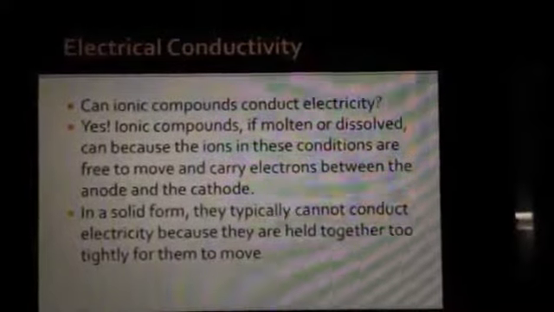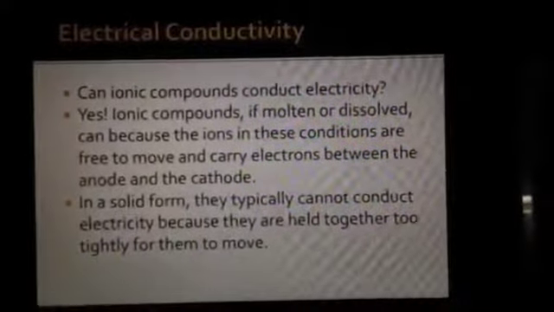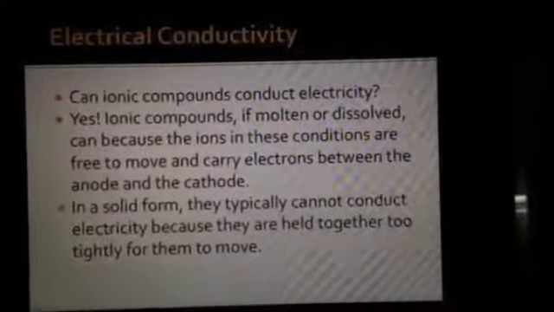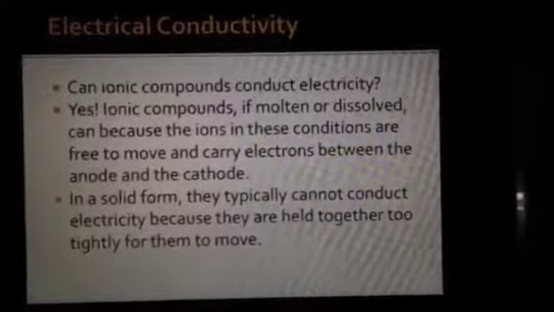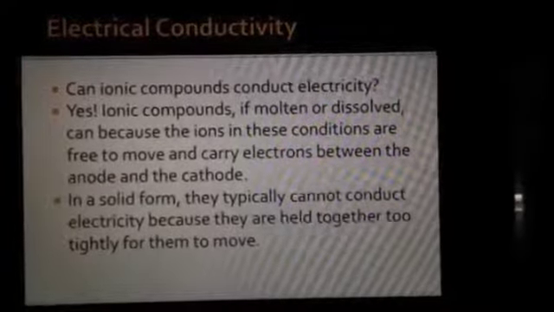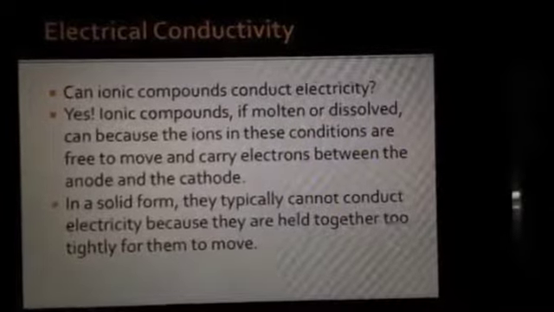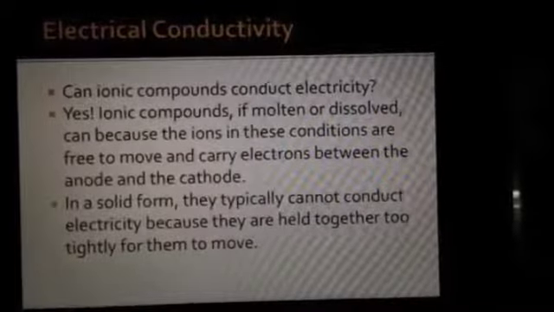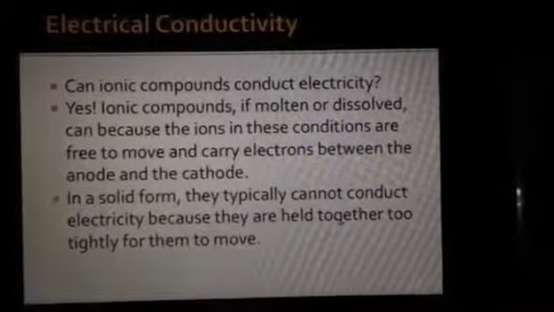Can ionic compounds conduct electricity? Yes. If molten or dissolved, they can, because the ions in these conditions are free to move and carry electrons between the anode and the cathode. In a solid form, they typically cannot conduct electricity because they are held together too tightly for them to move around.